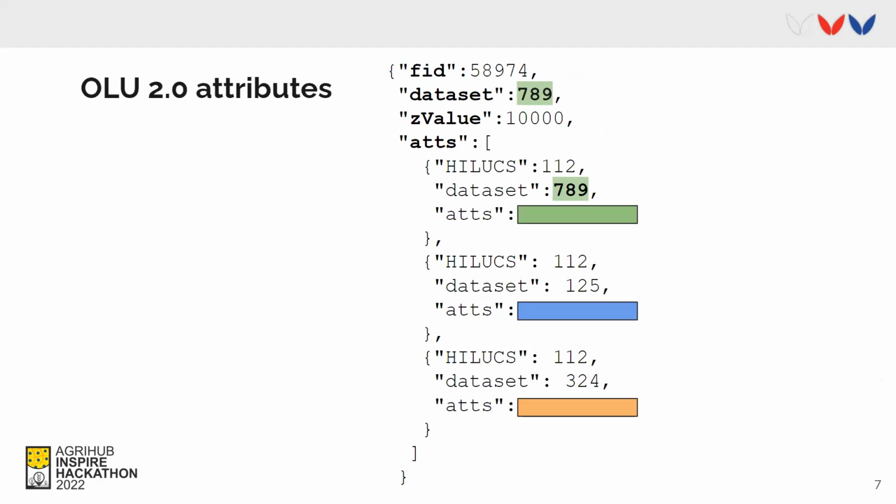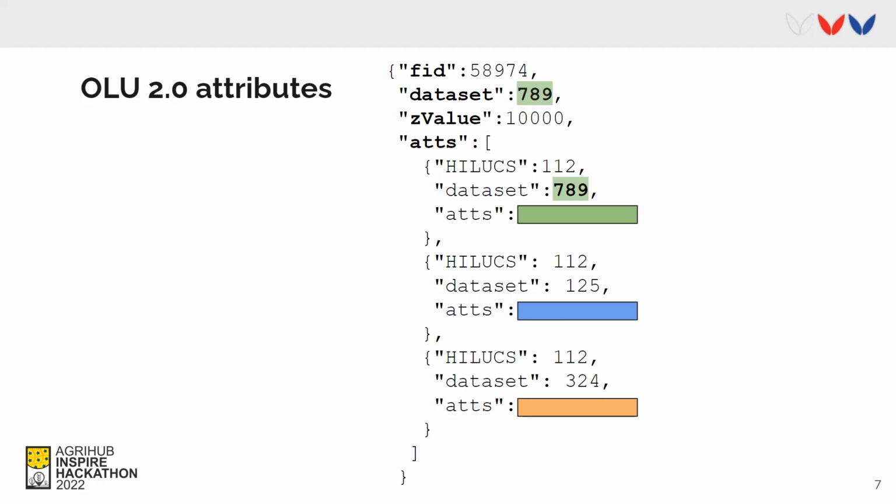And how do these attributes look when you just click on one feature? This is the attribute set of one feature. You can see on top the ID of the geometry, the ID of the dataset where this geometry comes from, and the level of hierarchy where this feature is located. A higher number means a higher level of hierarchy, a more detailed level. And then there is an array of attributes.